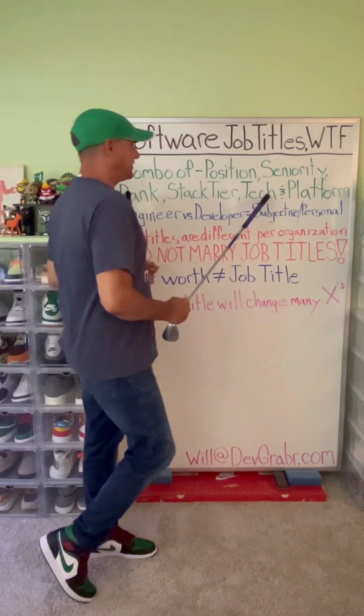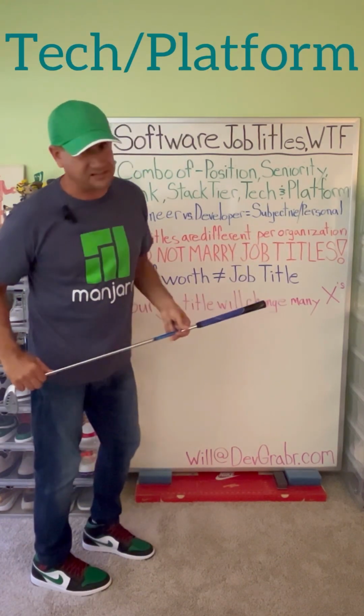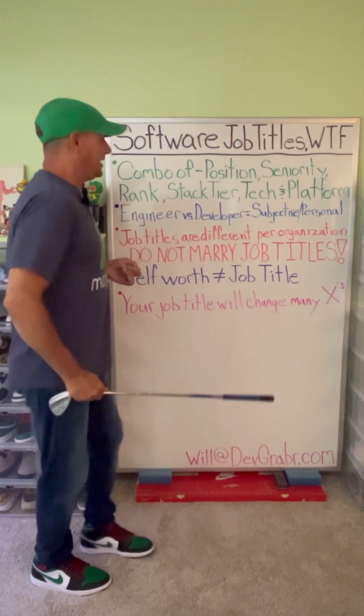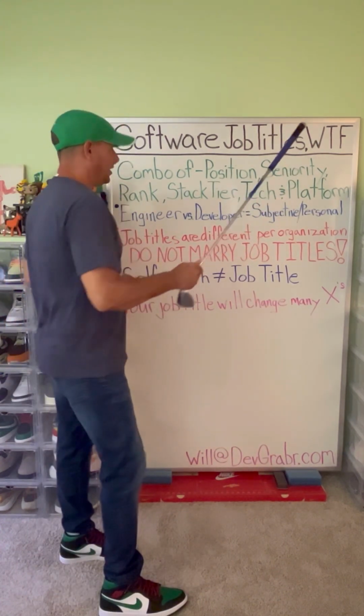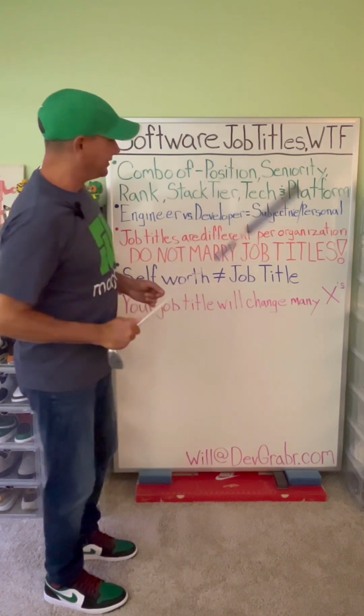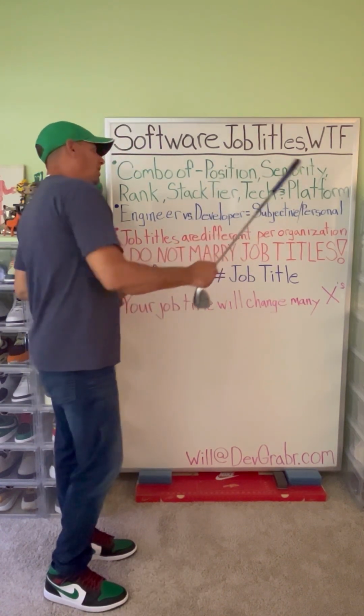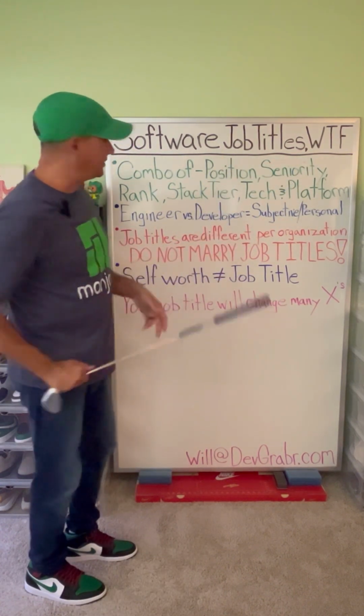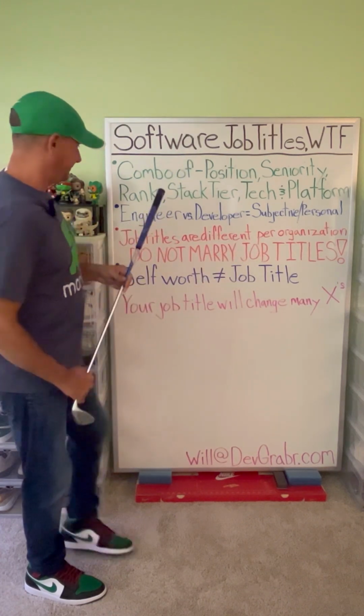And last but not least, tech and platform. Now this can get very specific, it can be very general. An example, I could be a junior React developer, I could be a senior mobile architect. So long story short, these tend to be a combination of these.